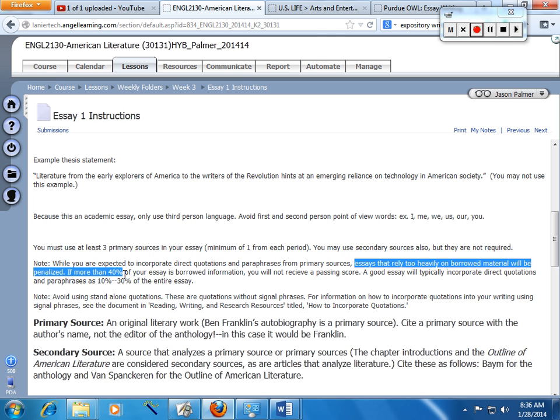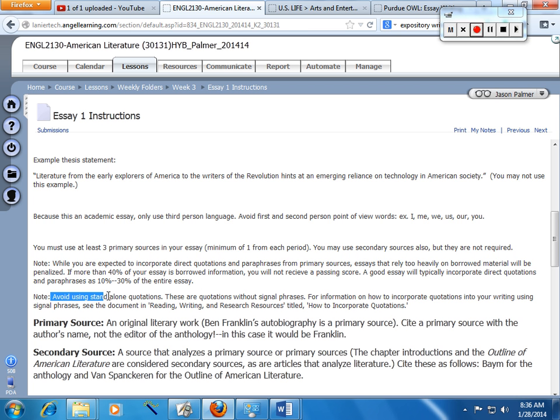But if you're going over 40, then you're just filling your paper full of other people's thoughts and information, and I want more of your commentary, your analysis, your explanation of why those quotes and paraphrases were selected and how they support your thesis. Okay, it says a good essay will typically incorporate direct quotations and paraphrases as 10 to 30%, but even as low as 5 could be okay.